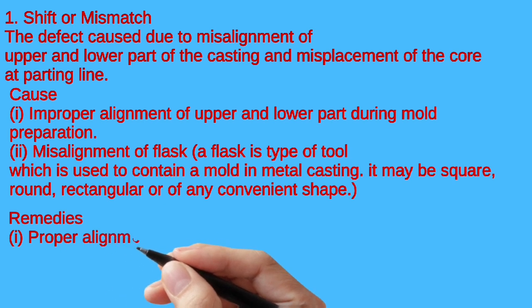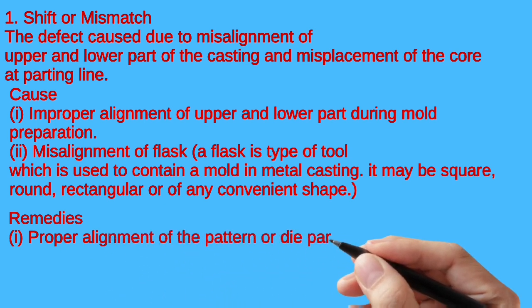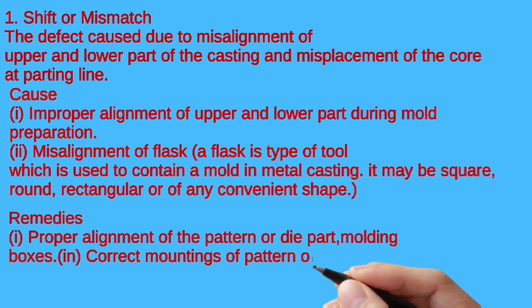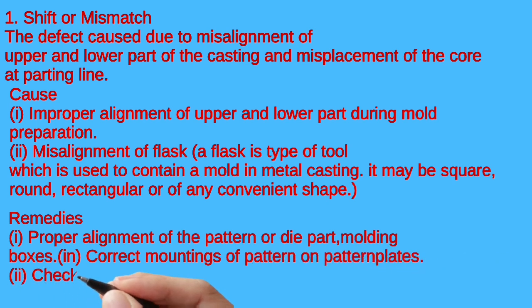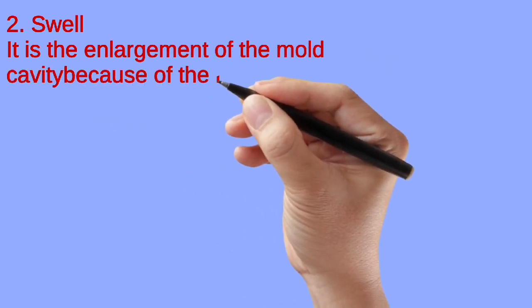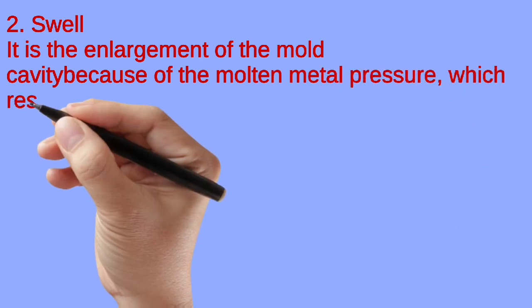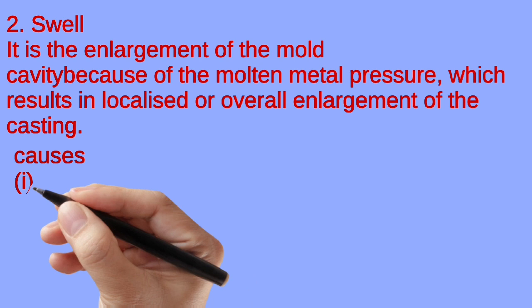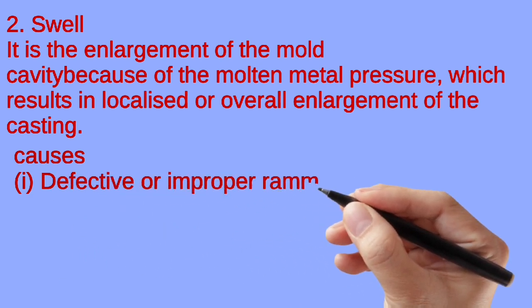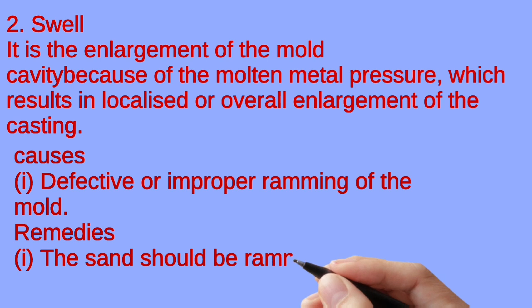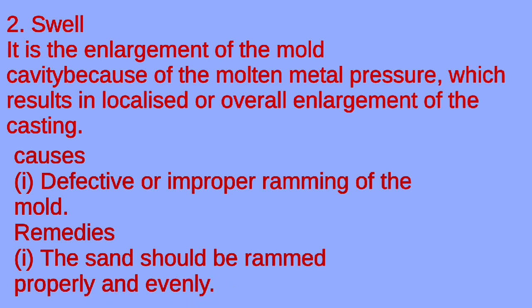Remedies. Number 1, proper alignment of the pattern on the die part and molding boxes. Correct mounting of pattern on pattern plates. Number 2, check the alignment of the line. Number 2, swell. It is the enlargement of the mold cavity because of the molten metal pressure, which results in localized or overall enlargement of the casting. Causes. Number 1, defective or improper ramming of the mold. Remedies. Number 1, the sand should be rammed properly and evenly.